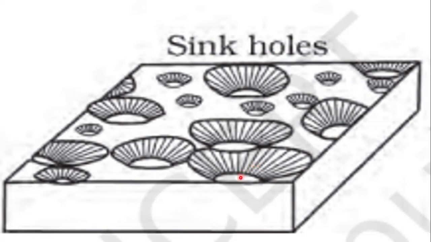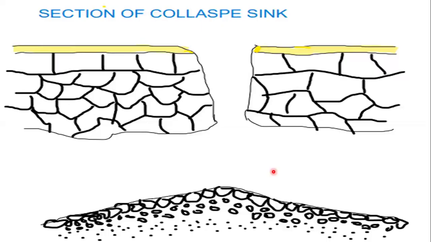If the bottom of the sinkhole forms a roof to a cave underground, it might collapse. After some time, collapse sinks are formed. The roof of the cave collapses, and then collapse sinks are formed.